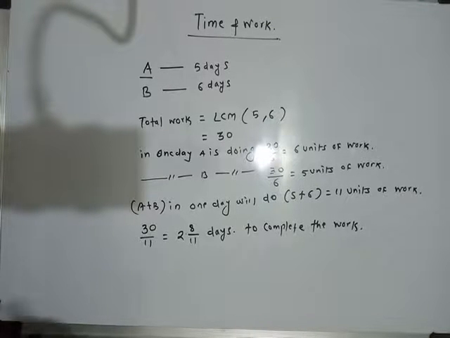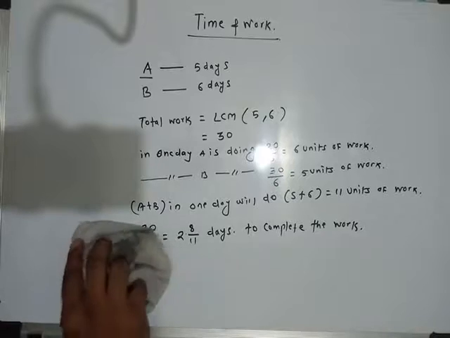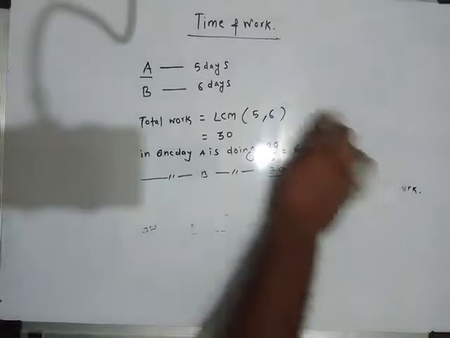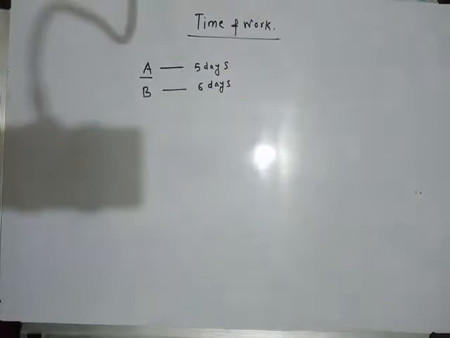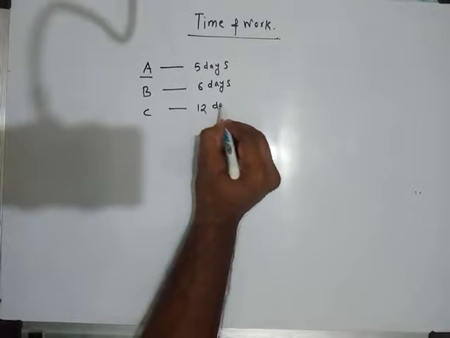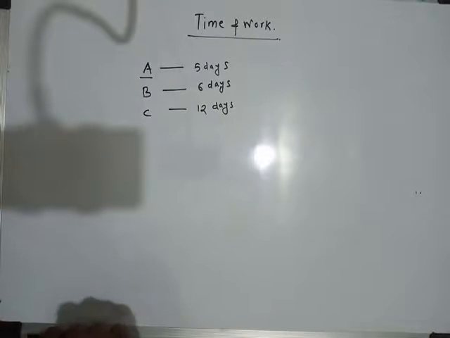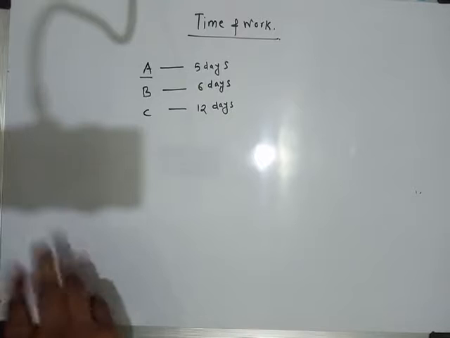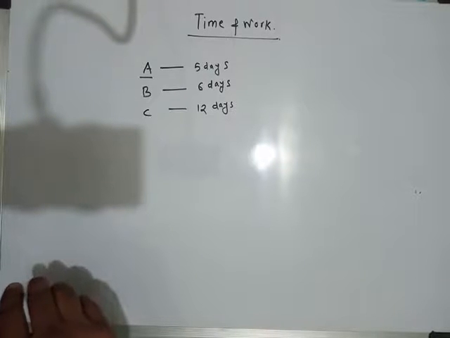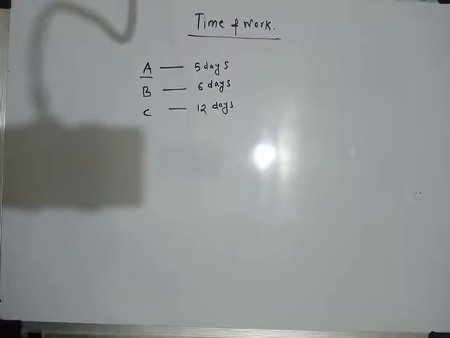So now let's say C, who can do the same work in 12 days if he alone works, also joins them. Then if they start working on the same problem together, how many days will they take to complete the work? So again, the approach is the same.